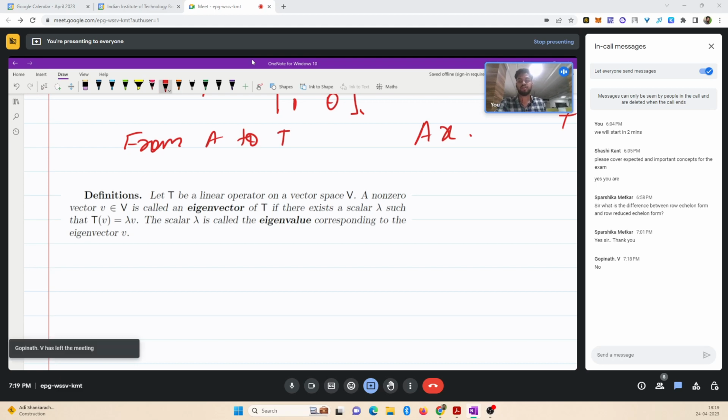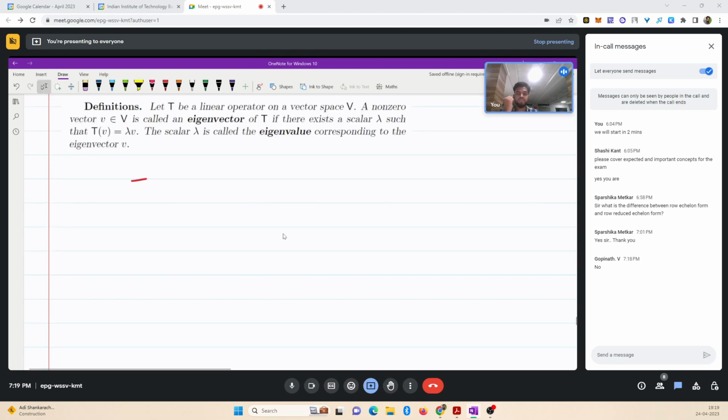So first thing is that an eigenvector or eigenvalue can be found for a linear transformation T. There is a very simple definition for eigenvalue or eigenvector. I won't go into the complete definition. If you have a non-zero vector v satisfying this particular thing, that if you input v into T, then you just get a scalar multiple of that same vector v, then v is called an eigenvector and lambda is called an eigenvalue for that transformation.